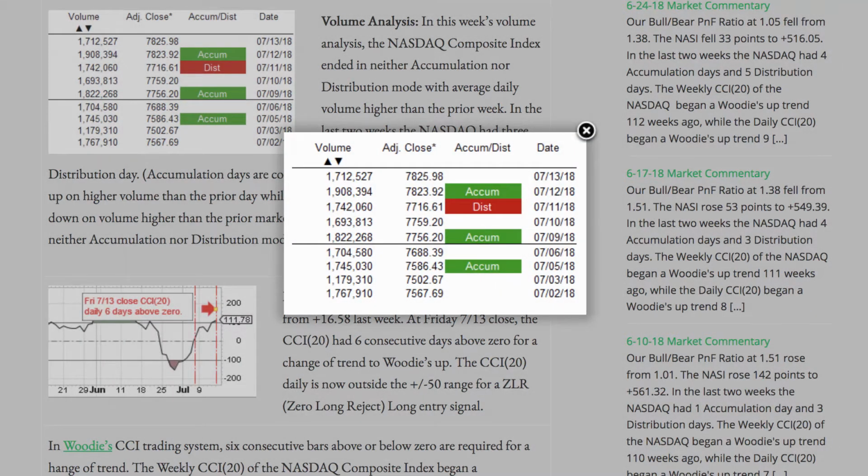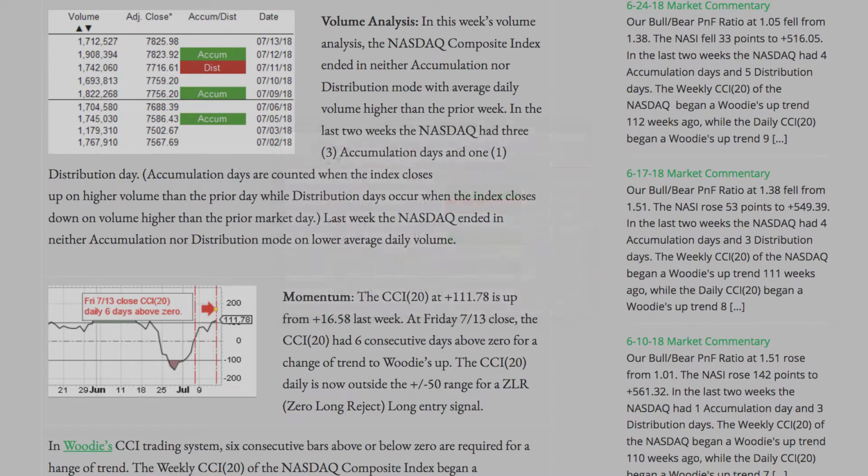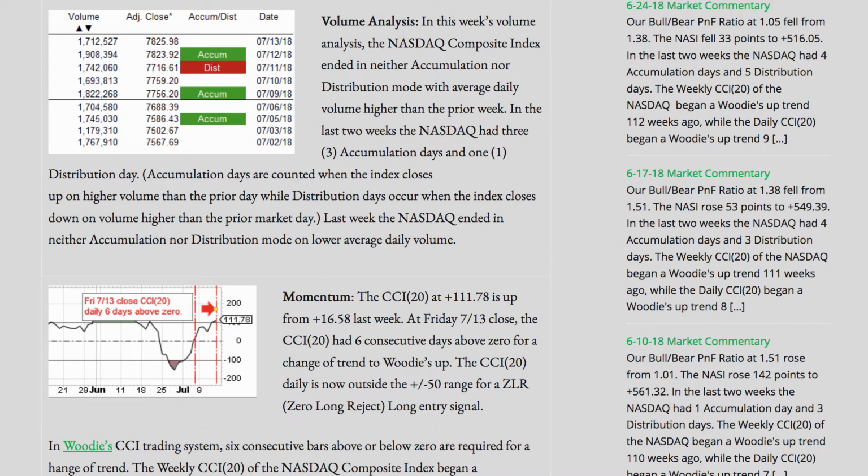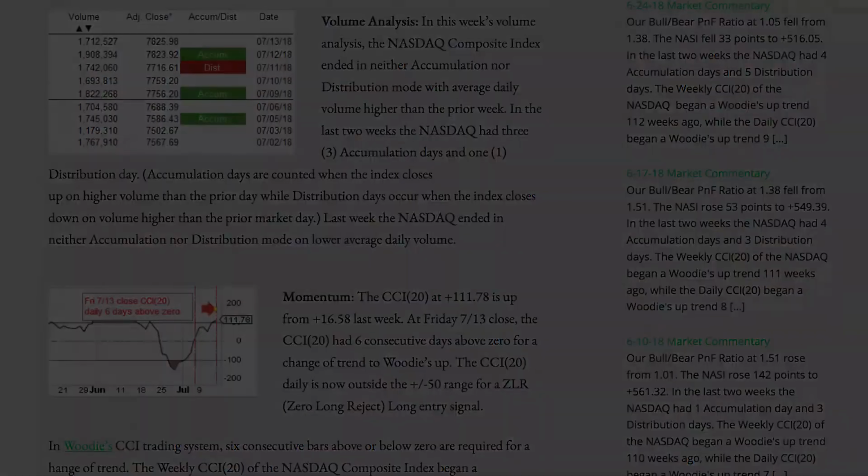Volume analysis. In this week's volume analysis, the Nasdaq Composite Index ended in neither accumulation nor distribution mode, with average daily volume higher than the prior week. In the last 2 weeks, the Nasdaq had 3 accumulation days and 1 distribution day. Accumulation days are counted when the index closes up on higher volume than the prior market day, while distribution days occur when the index closes down on volume higher than the prior market day. Last week, the Nasdaq ended in neither accumulation nor distribution mode on lower average daily volume.